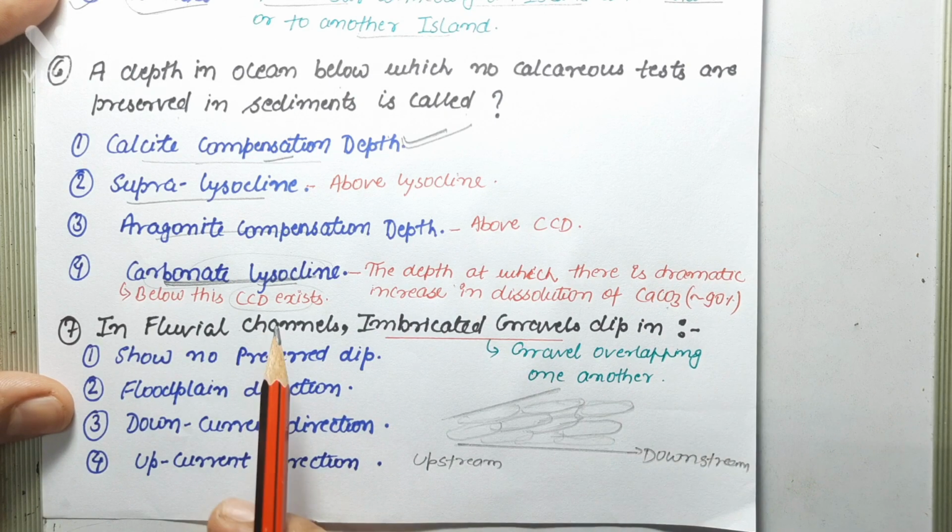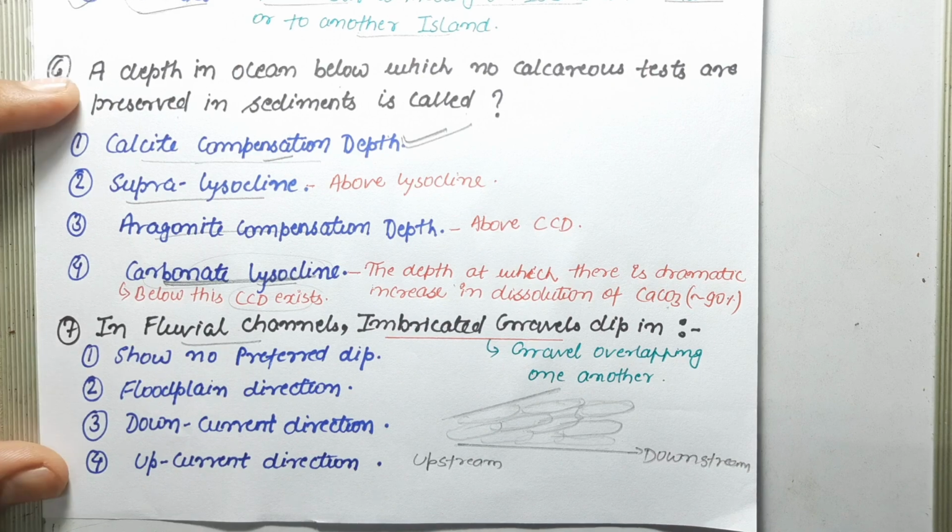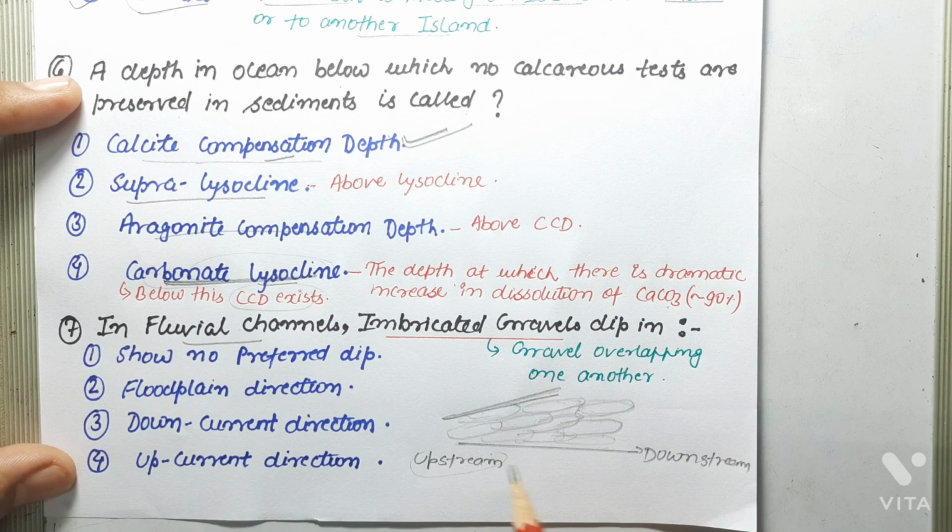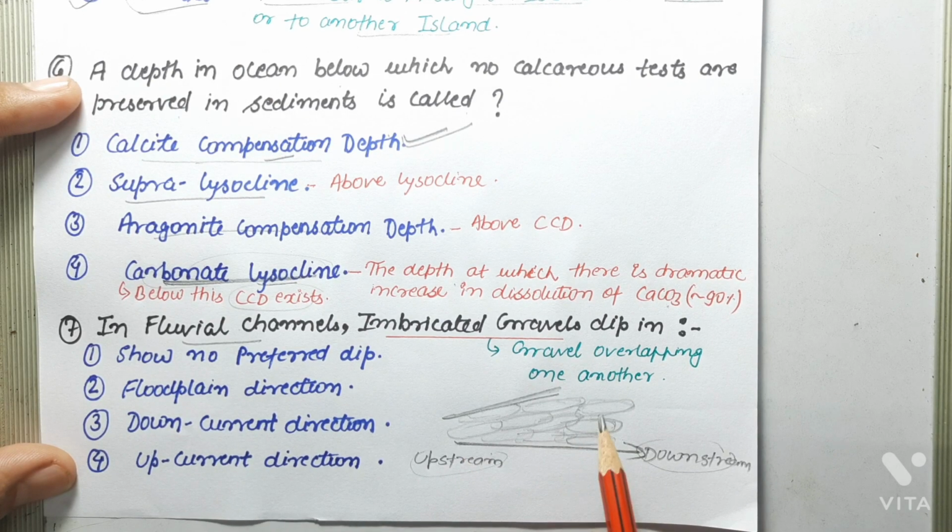Next question says, in fluvial channels, imbricated gravels dip in. Imbricated gravels means gravels overlapping one another. In this fashion, gravels overlap each other dipping in an upstream direction. Like say, these gravels are overlapping each other, and due to overlapping, the dipping of these imbricated gravels, or this fabric, is upstream. This is upstream direction and this is downstream direction. Current is flowing from here to here. These gravels are overlapped here, and so the dipping is in the upstream direction. So as far as the question is concerned, the correct answer is up current direction.